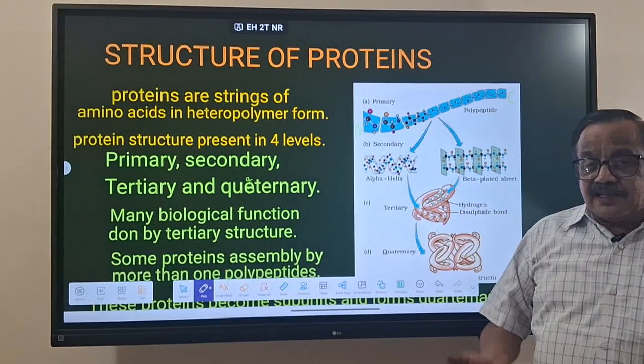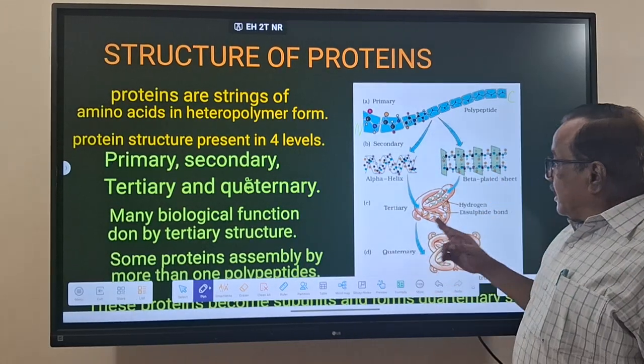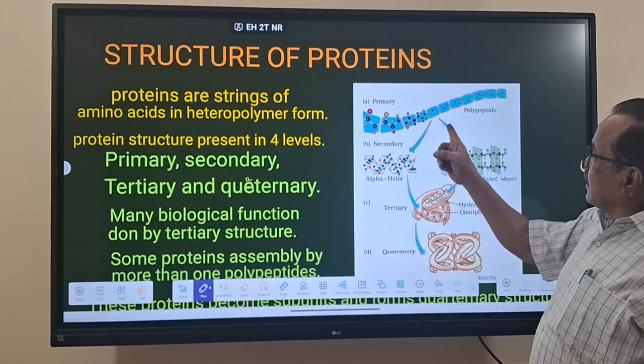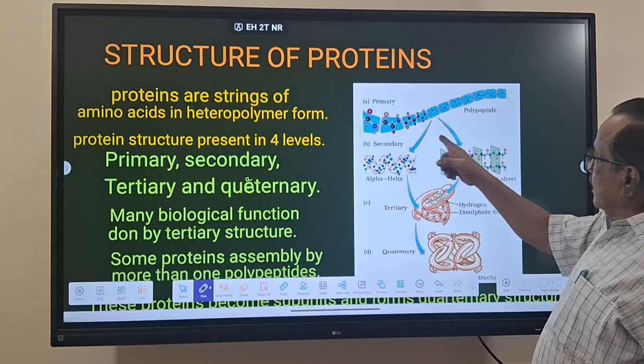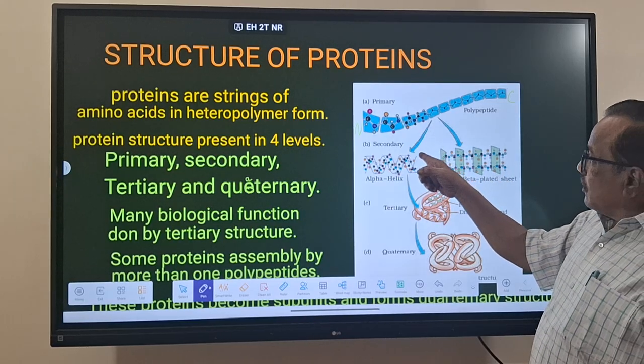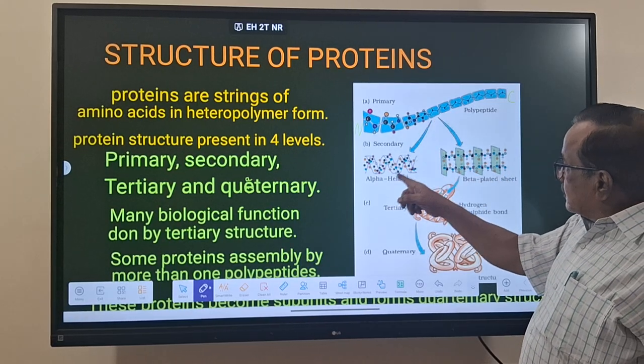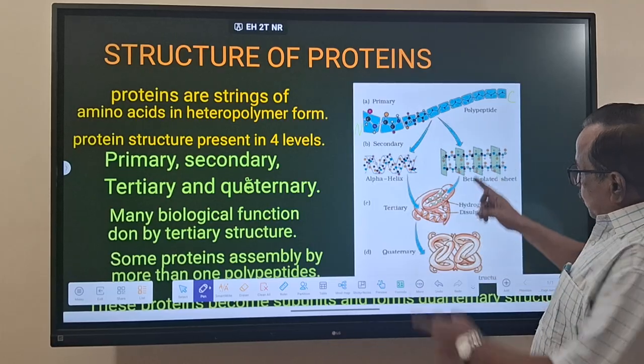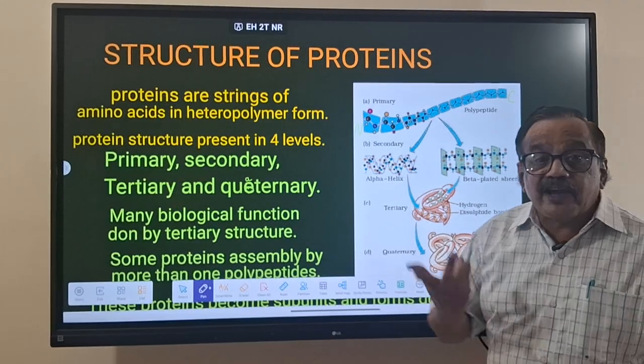Now, the tertiary protein. The book has shown this with arrows. You are observing, no? It may form this one or it may form this one. Now both things are shown here. Why?